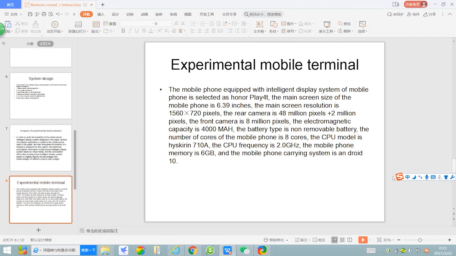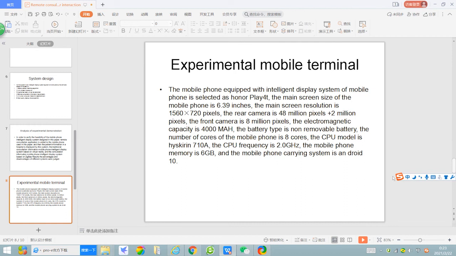Experimental mobile terminal. The mobile phone equipped with the intelligent display system of mobile phone is selected as our play for team. The main screen size of the mobile phone is 6.39 inches. The main screen resolution is 1560 by 720 pixel cells.